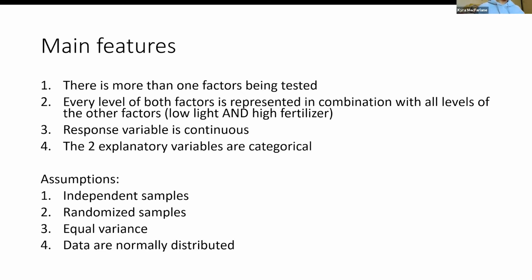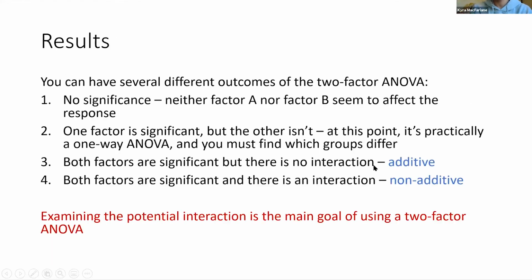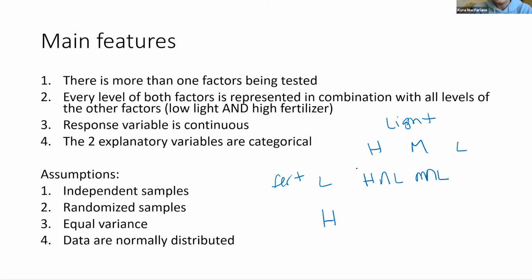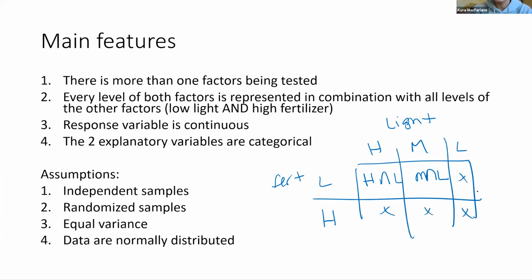So this is, like, low light and high fertilizer. Think of this kind of like when we were doing probabilities, right? So we could have light: we have high light, medium light, low light, and then we have fertilizer: low fertilizer, high fertilizer. So we have high light and low fertilizer, medium light and low fertilizer. So these bits here are the intersections between the two factors.